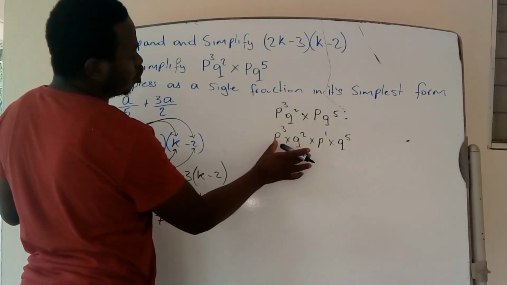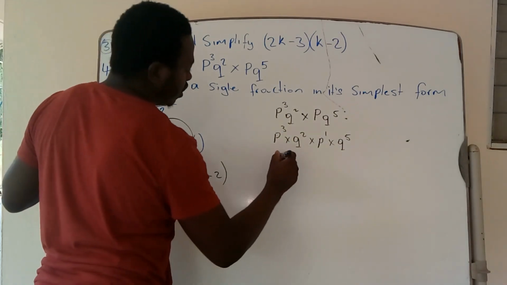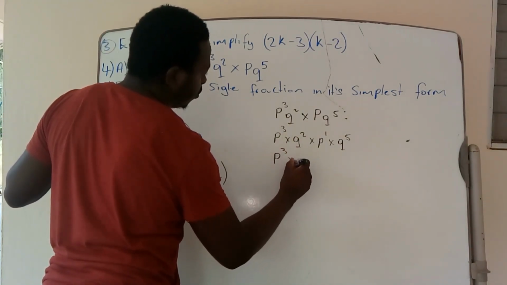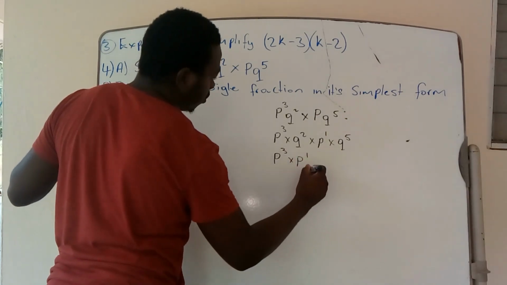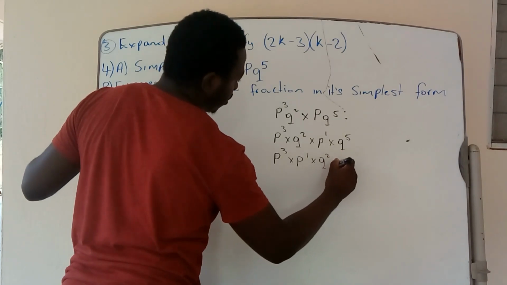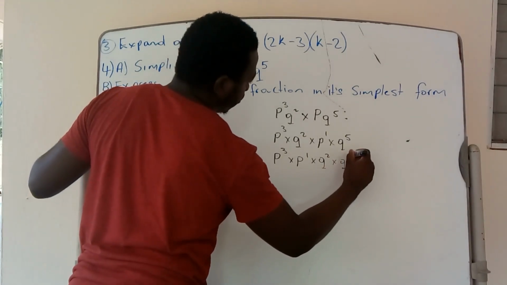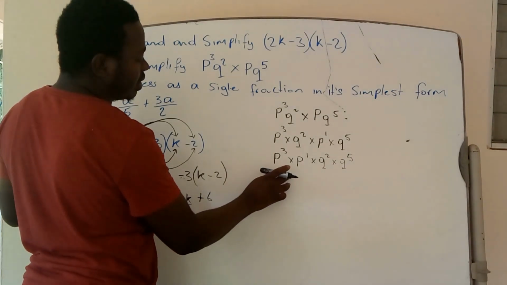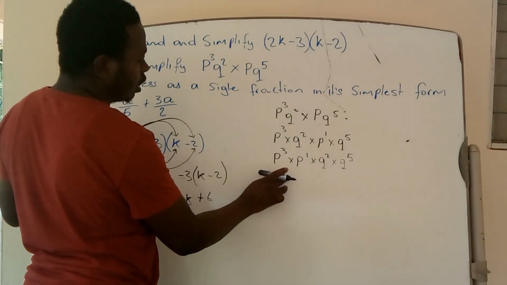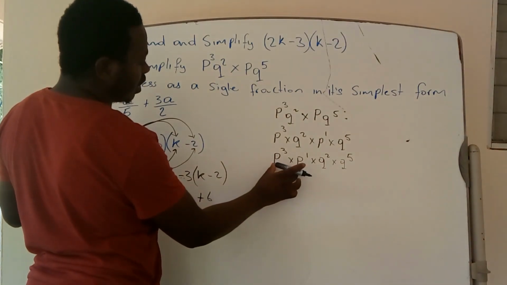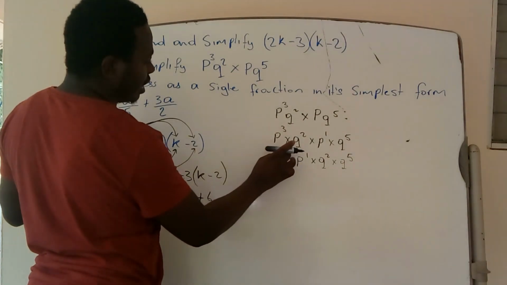Now we can go ahead and group the p's beside each other, so we can rewrite this to be p to the third power multiplied by p to the first power multiplied by q to the second power multiplied by q to the fifth power. Now in indices, once the bases are the same, you simply add the powers. So here we have a base of p and a base of p. These two bases are the same, so we can simply add the powers.